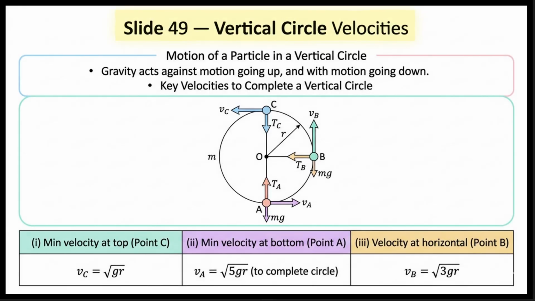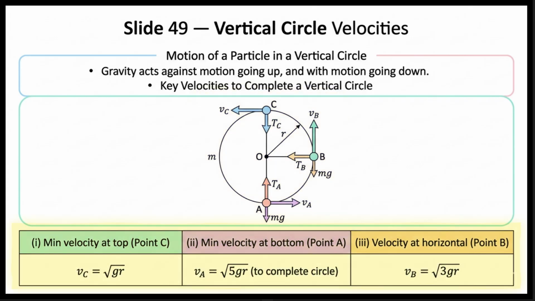Motion in a vertical circle is more complex because gravity's role changes continuously around the loop. Going up, gravity opposes motion and reduces speed. Coming down, gravity assists and increases speed. The diagram shows a particle in a vertical circle of radius r, with velocity and tension labeled at 3 key positions. The critical question is, what minimum speed is needed to complete the loop without the string going slack?